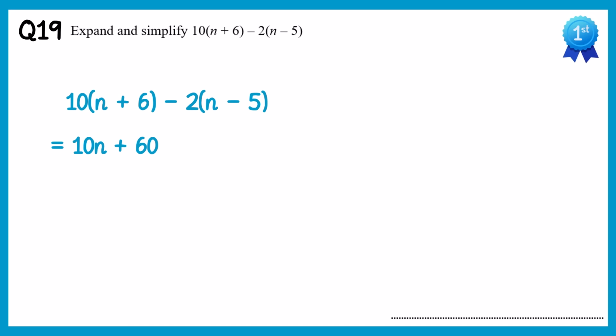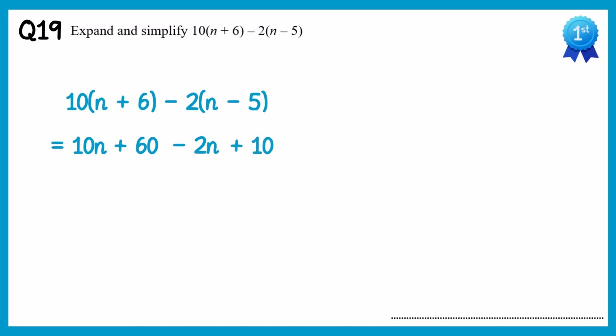Then onto the second bracket, it's negative 2 times n, which is negative 2n, and then really importantly, negative 2 times negative 5. When you multiply two negatives together, you get a positive, so we actually want to write down plus 10. It's very common for students to make a mistake and put negative 10 here.